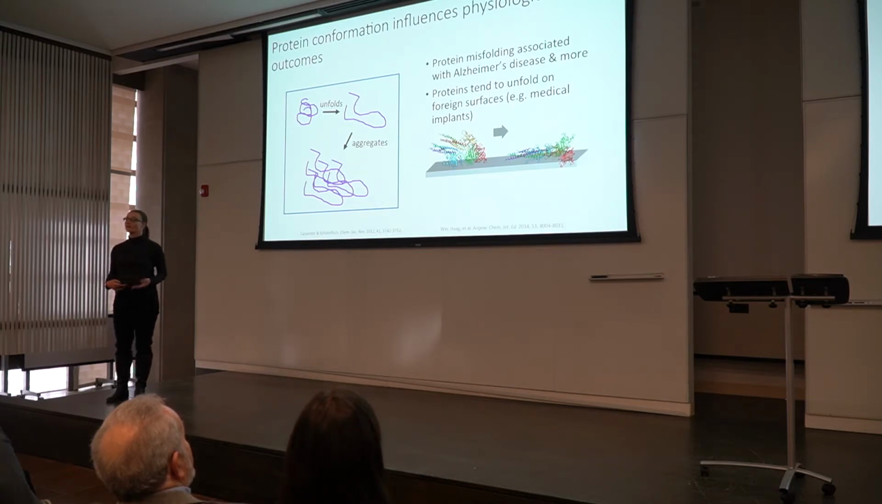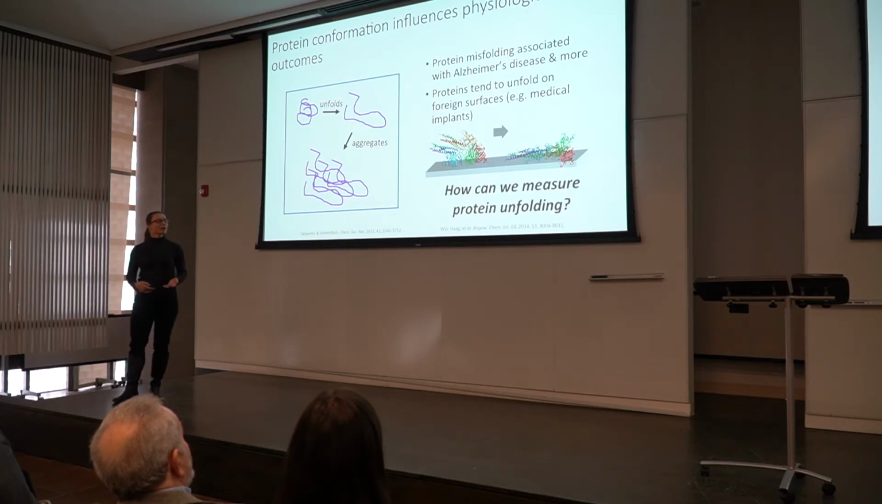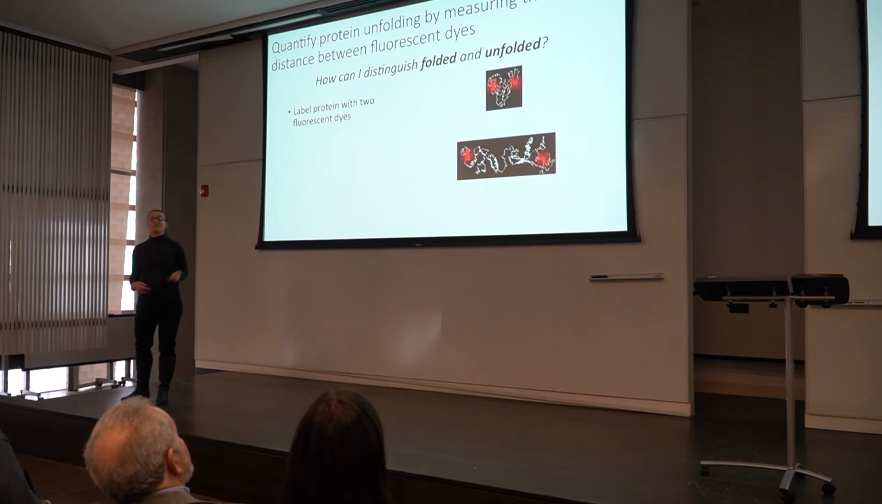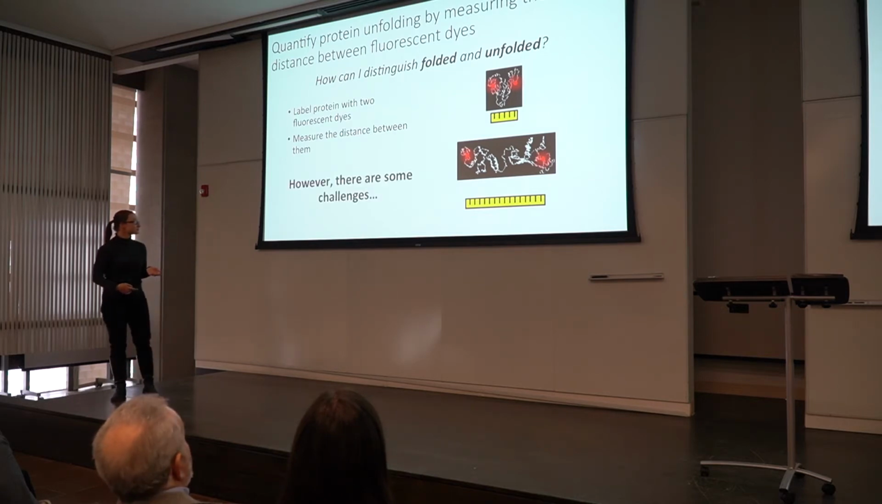And so it's important for us to understand what makes them change their conformation. And as a physical chemist, that's exactly what I'm working on doing. Now, how can we go about measuring protein unfolding? Well, one thing we might want to do is be able to distinguish the folded and unfolded states of a protein. One way we can do that is we can label our protein with two fluorescent dyes. This will allow us to see them on a microscope. And if we can measure the distance between these two dyes, we can distinguish these two conformations of the protein.